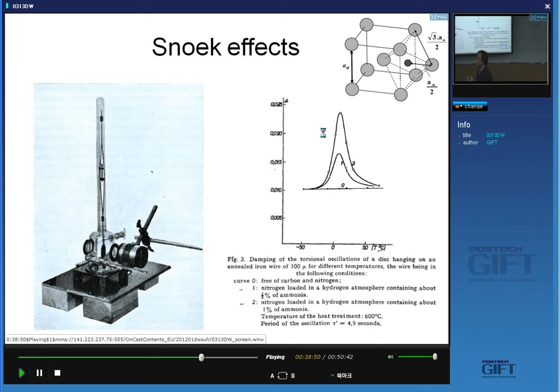There is a facility called internal friction, which is exactly the same concept as the Snoek peak analysis. The internal friction measurement also gives how much the damping force is according to the temperature and gives you the Snoek peak. And that kind of facility is available in JIT. If you feel it is necessary to evaluate the concentration of the solute atom in your sample, you can easily evaluate the concentration by using the equipment called internal friction.